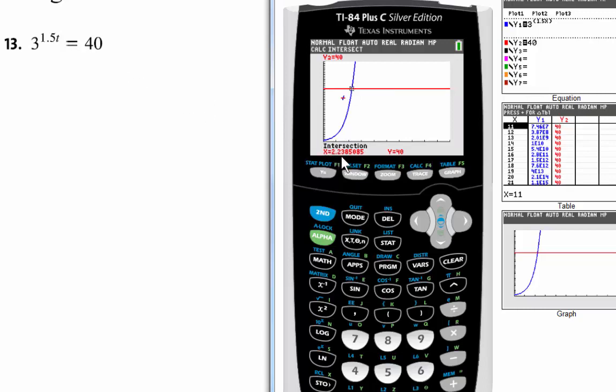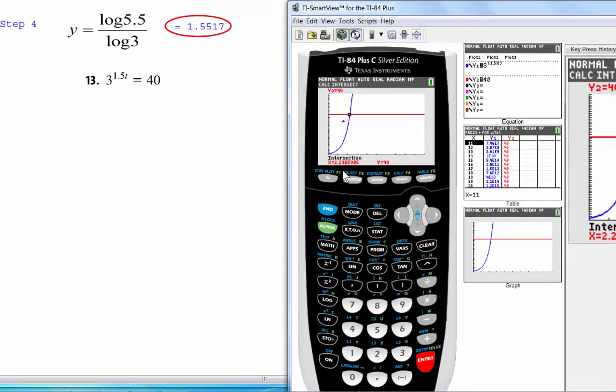So if I were to actually put this number in for t, I should get 40 on the left side of the equal sign. Remember, this problem is really saying what value of t will make the left side of my equal sign equal to the right side. Right? So if I put in this value for t, I'll get 40 on the left side. So now we know our answer is 2.2385. Let's do this algebraically.